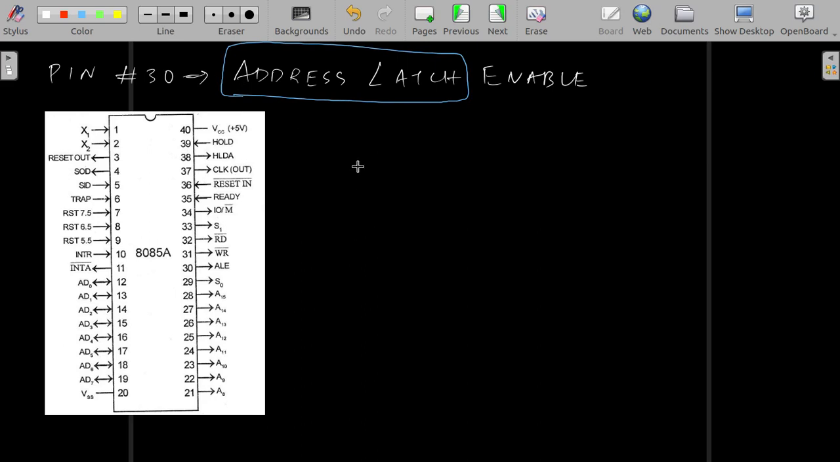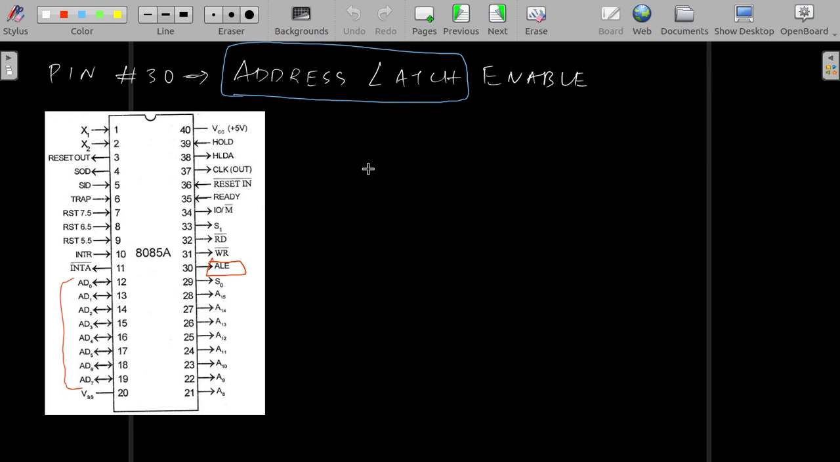To use the address latch, we are using the pin address latch enable, which is pin number 30. So we are using the address latch enable pin, or pin number 30, to use something called an address latch, which is in turn used to save the lower bits of the address before the pins 12 to 19 change from being an address bus to a data bus.